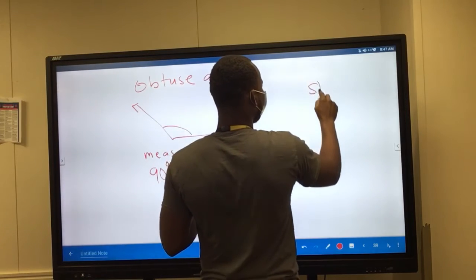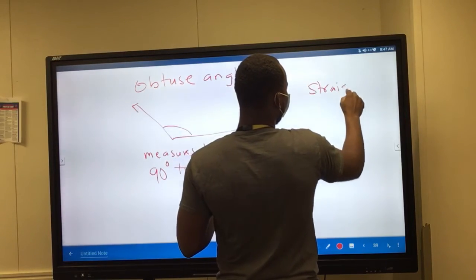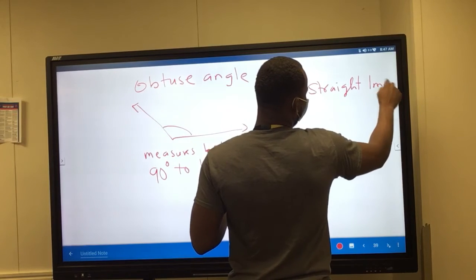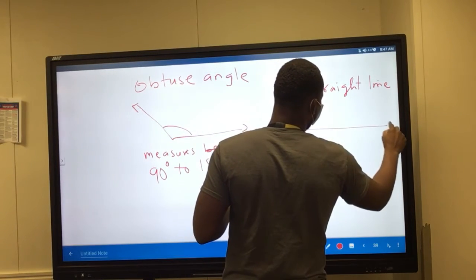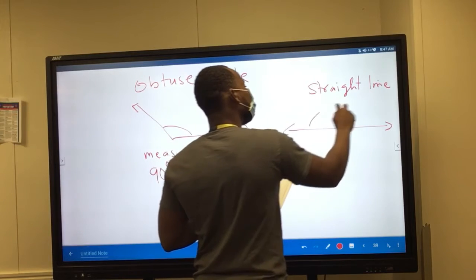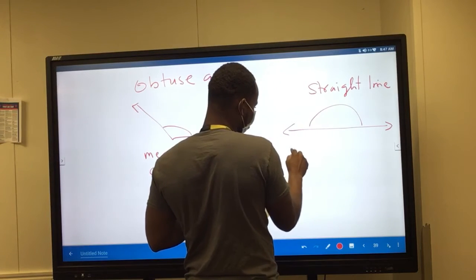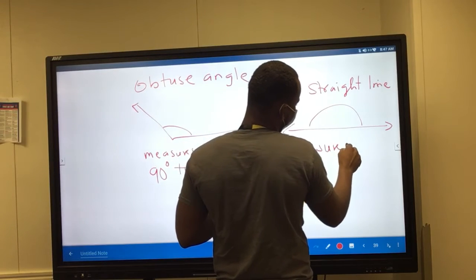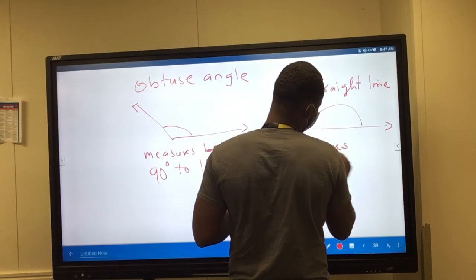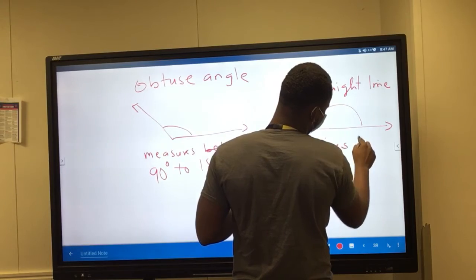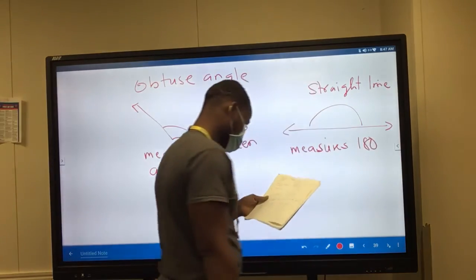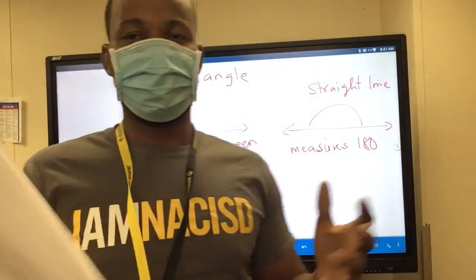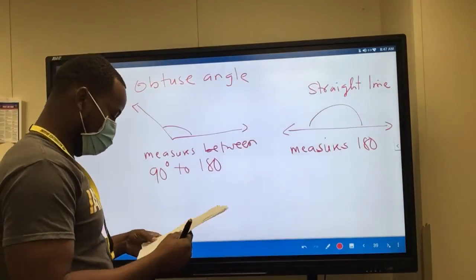Then finally we just have a straight line. Just like that. This has an angle here which measures 180. So every straight line you see has an angle of 180. Measures 180. All right, so these are the things that we're talking about today.